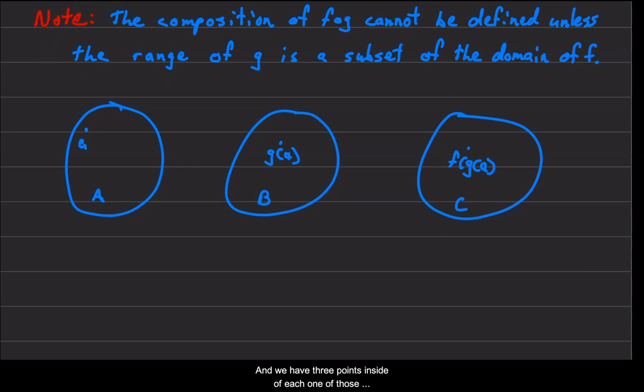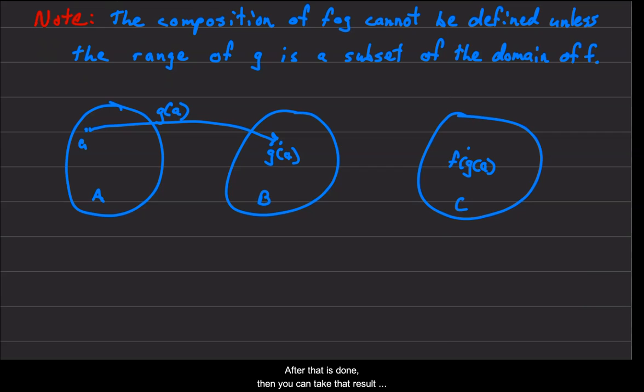And we have three points inside of each one of those circles. Element a is in set A, element g of a is in set B, and element f of g of a is in set C. Next, we'll take a look at the functions that get us from one to the other. The function that takes a to set B is the function g of a. That gives us element g of a in set B.